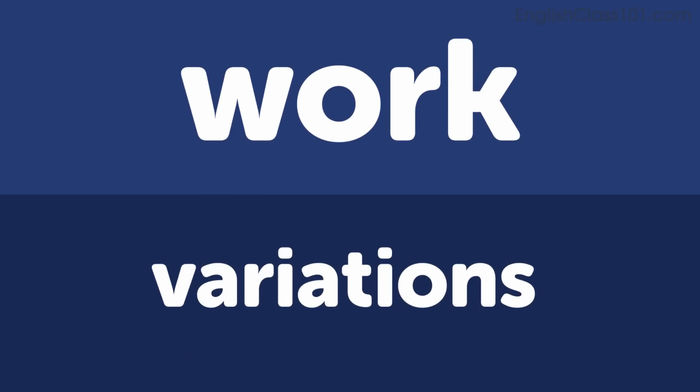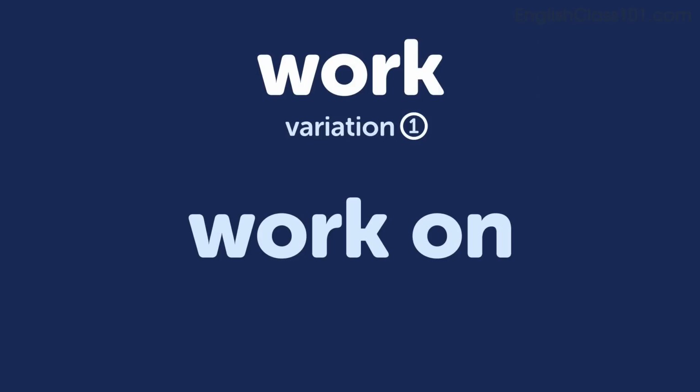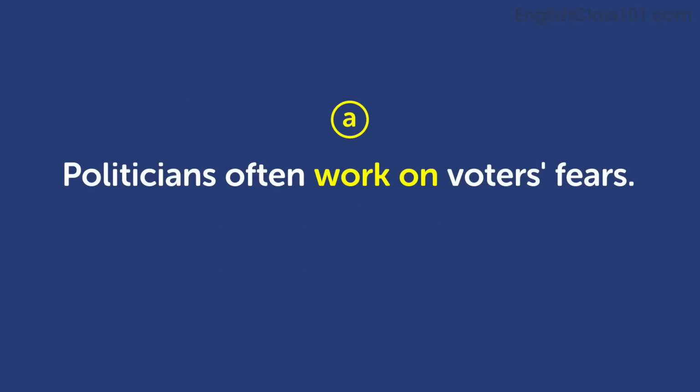Now, let's look at some variations. The first variation is work on. Work on means to try to affect, to try to influence, to try to persuade someone. Some examples of this. Politicians often work on voters' fears. So to work on someone's fears, they are trying to persuade people by focusing on their fears in this example sentence.